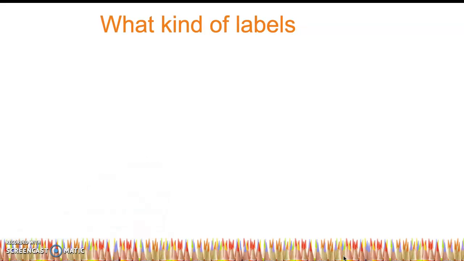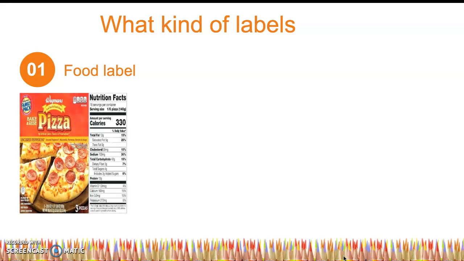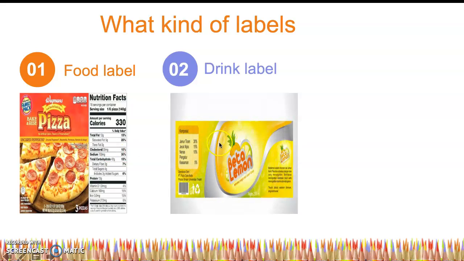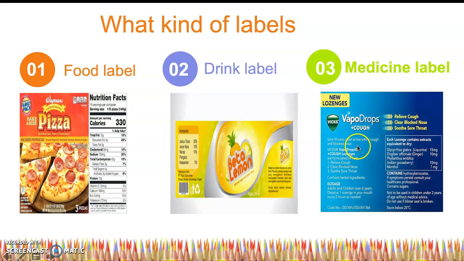And what kind of labels? The first one is food label. And this is an example from food label. And the second one is drink label. And this is an example of drink label. And the last one is medicine label. And this is an example of medicine label.